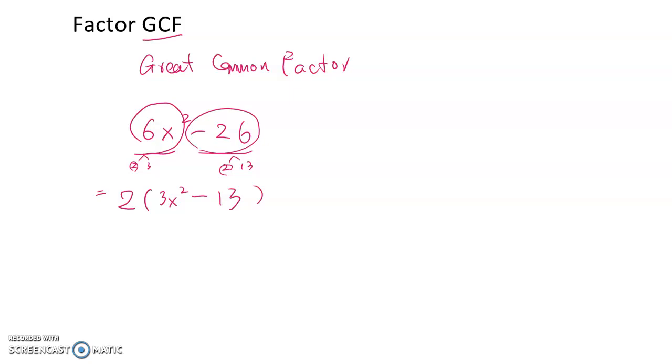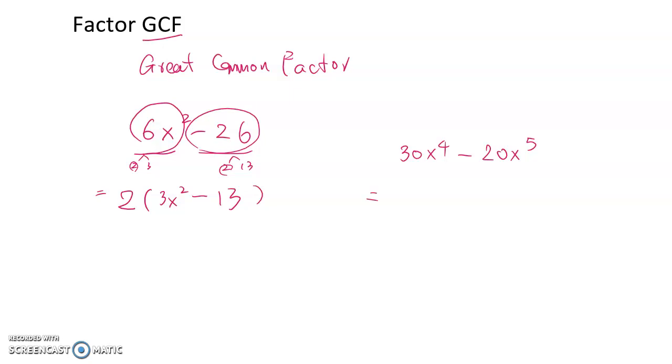Let's look at another example. Let's see, 30x to the 4th minus 20x to the 5th. All right, so we want to factor the greatest common factor first. So do they even have a GCF?